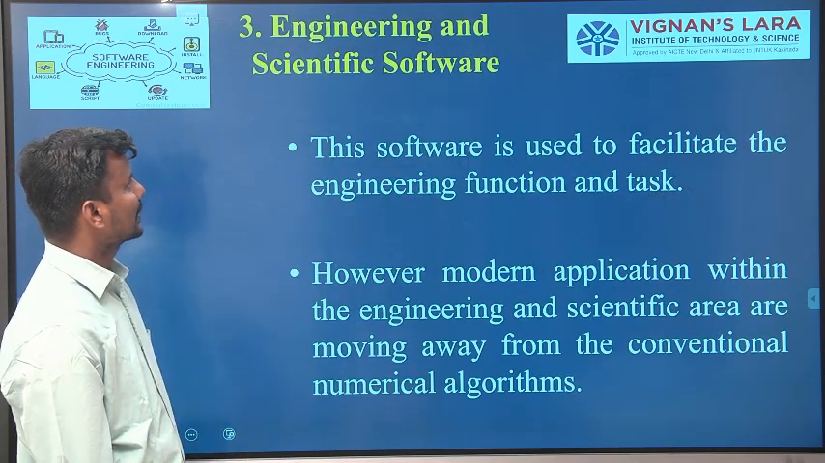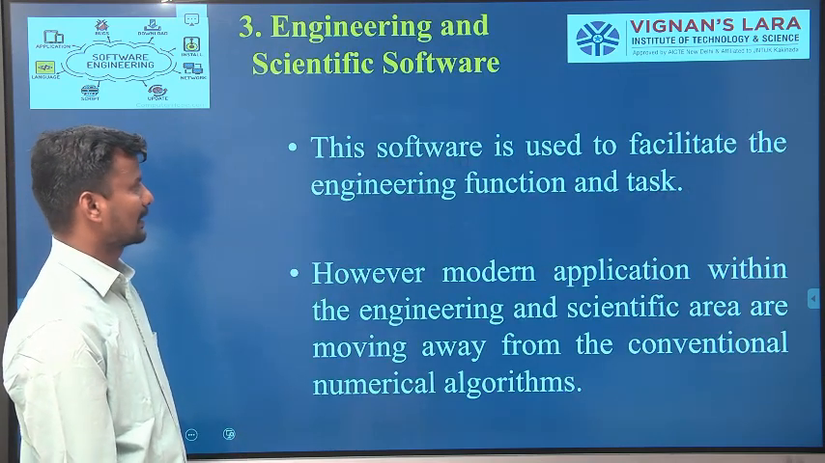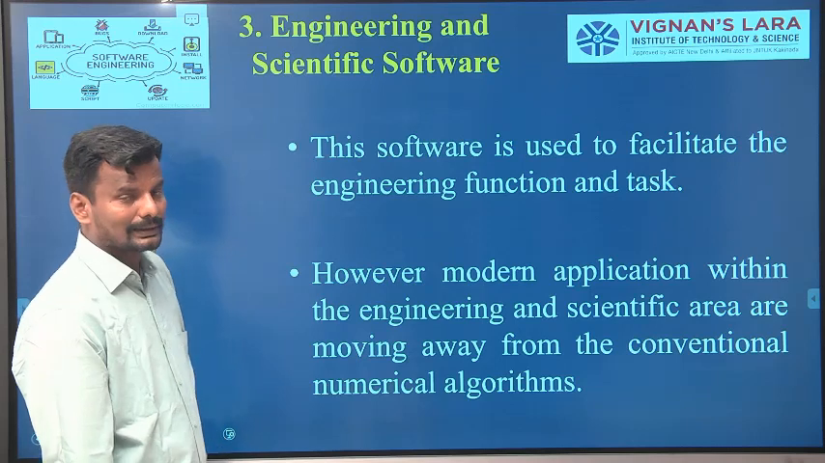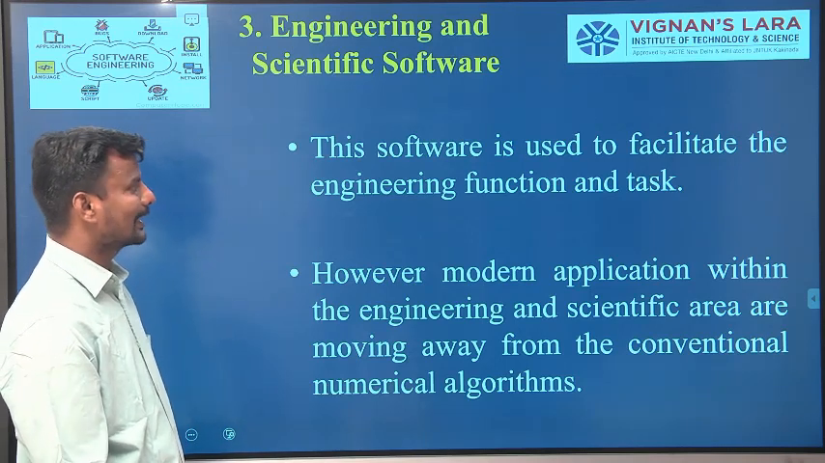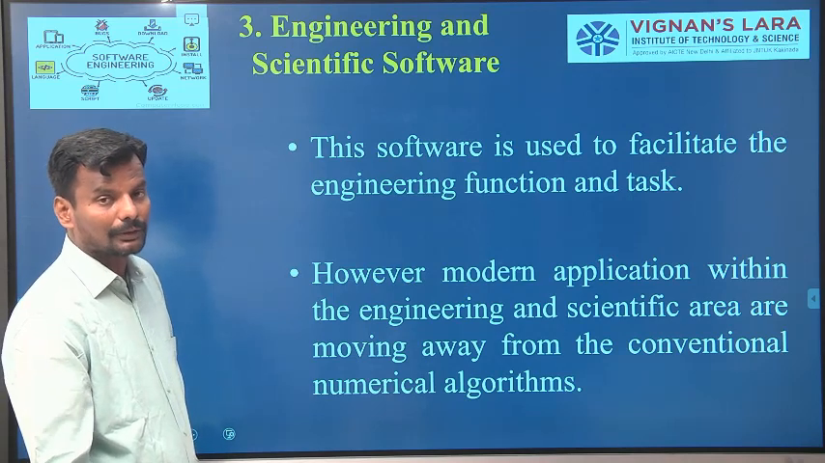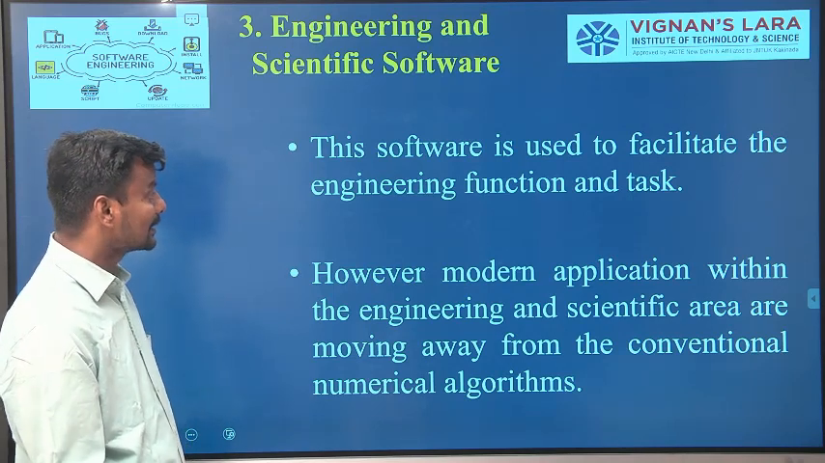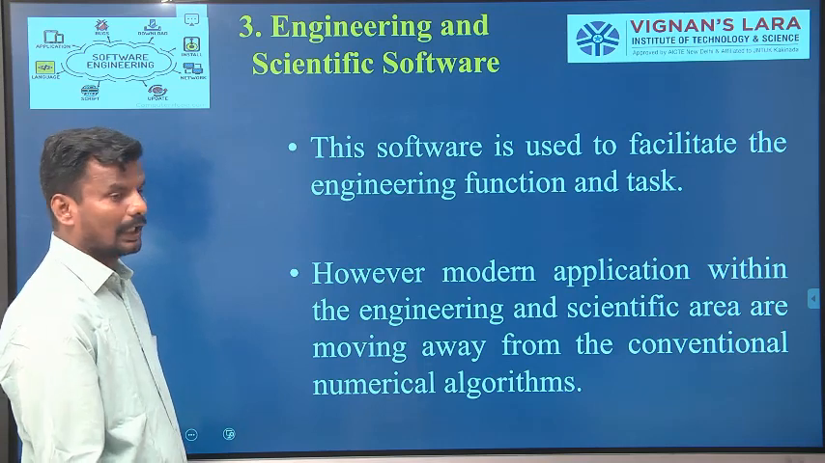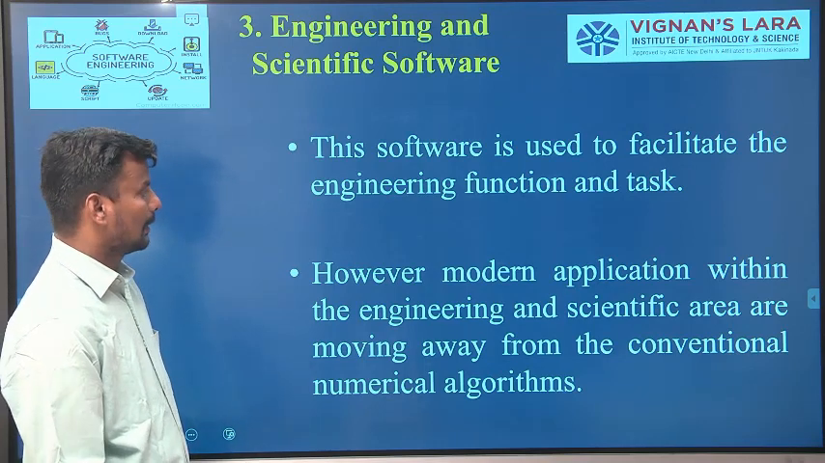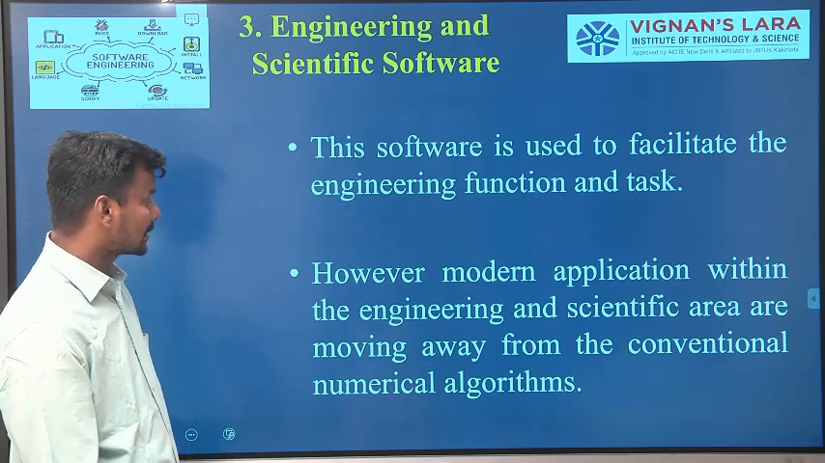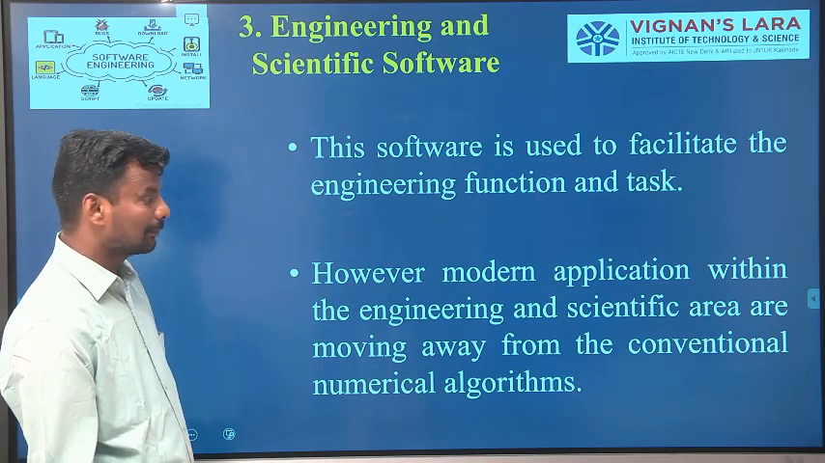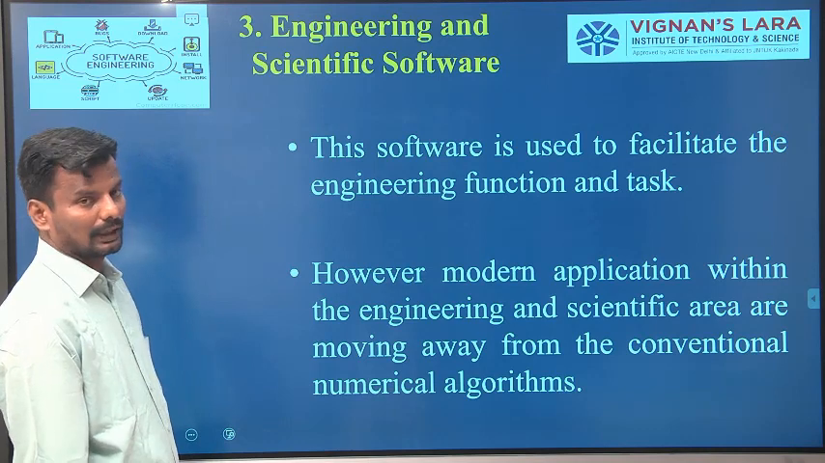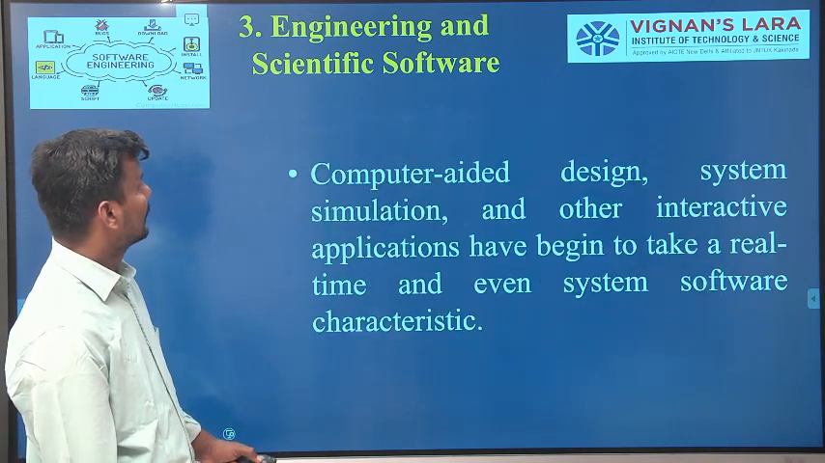The third one is engineering and scientific software. It is mainly used to facilitate engineering functions and tasks. However, modern applications within the engineering and scientific areas are moving away from conventional numerical algorithms.